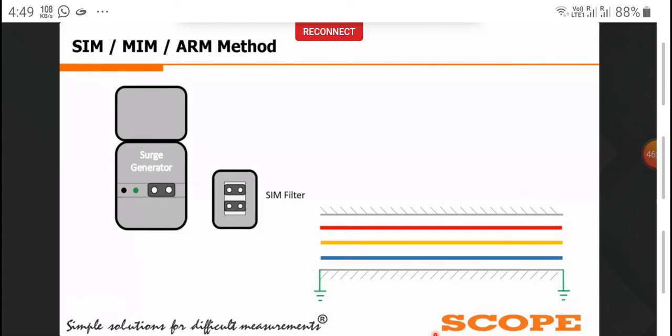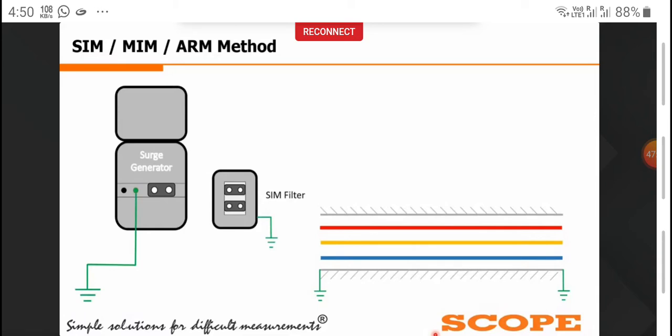In the TDR method, as we saw earlier, we can detect open circuit faults and short circuit faults, but we cannot detect pinholes or insulation failure faults in the cable. So for prelocating this type of high resistance fault, we require a surge generator and a secondary impulse filter, or multiple impulse filter, or arc reflection filter.